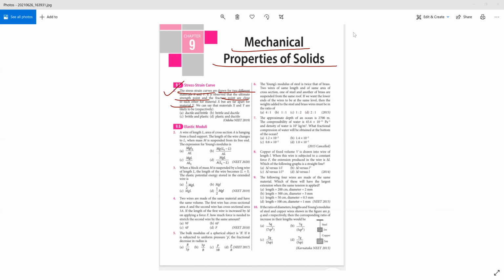So first go through the 4 options, and only after that try to analyze the right answer. When we observe all these 4 options, the stress strain curves are drawn for different materials X and Y. It is observed that the ultimate strength point and fracture point are close to each other for material X, but far apart for material Y. So we can say that X and Y are likely to be brittle and ductile. Therefore, this one is the right answer.